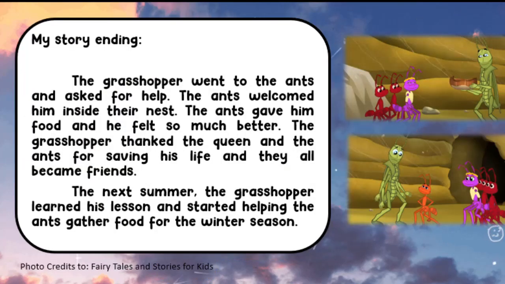If I am given the chance to write another ending for the story, this is going to be my answer. The grasshopper went to the ants and asked for help. The ants welcomed him inside their nest. The ants gave him food and he felt so much better. The grasshopper thanked the queen and the ants for saving his life, and they all became friends. The next summer, the grasshopper learned his lesson and started helping the ants gather food for the winter season. Do you think this ending is way better from the previous one? I definitely think so.